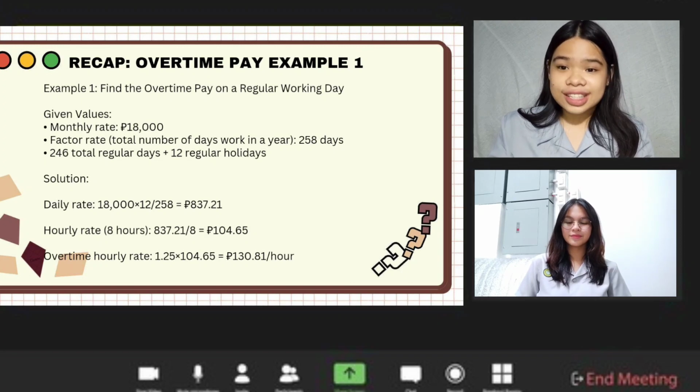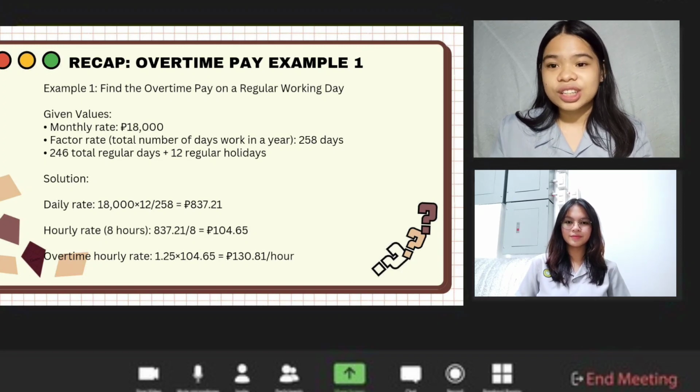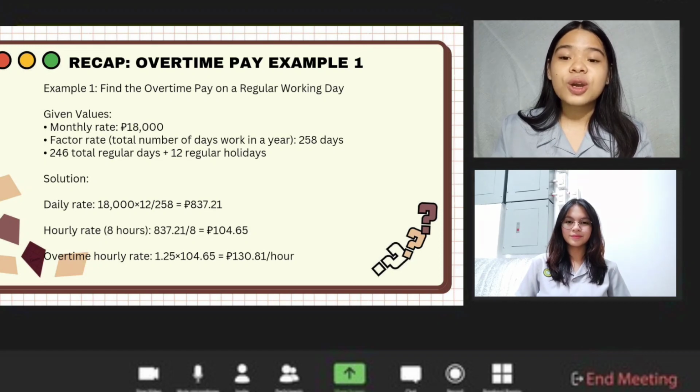There are also other examples and formulas for calculating the overtime pay in different circumstances, where you can learn if you go back to the previous lesson about calculating the overtime pay on a rest day, calculating overtime pay on a special day, calculating overtime pay on a special day coinciding with a scheduled rest day, calculating overtime pay on a regular holiday, and calculating overtime pay on a regular holiday coinciding with a scheduled rest day. Let's now dive deep into our lesson for today, but first of all, let's start with an icebreaker.